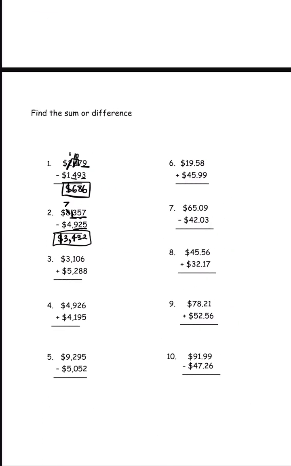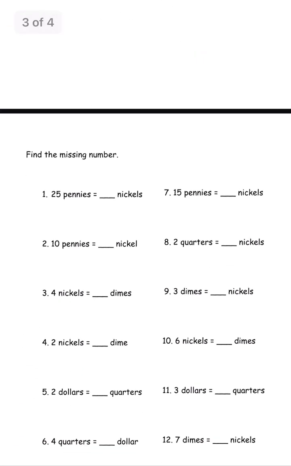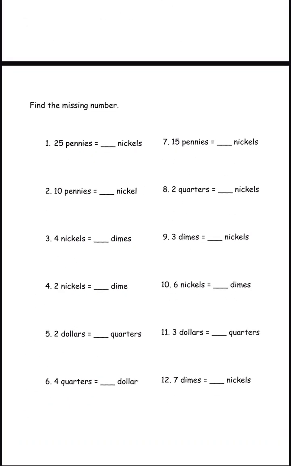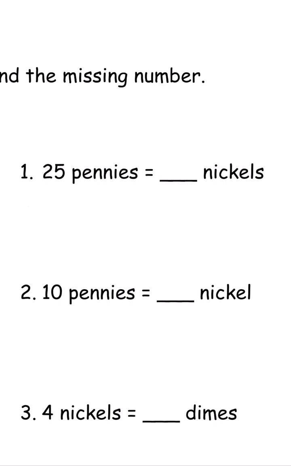Let's move on to the next page. So for this page, we need to find the missing number. Let's look at number 1. For number 1, we have 25 pennies equals to blank nickels.